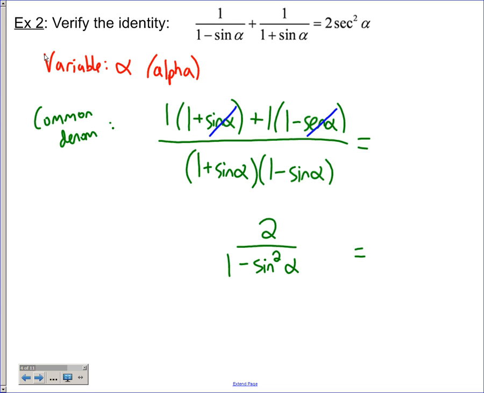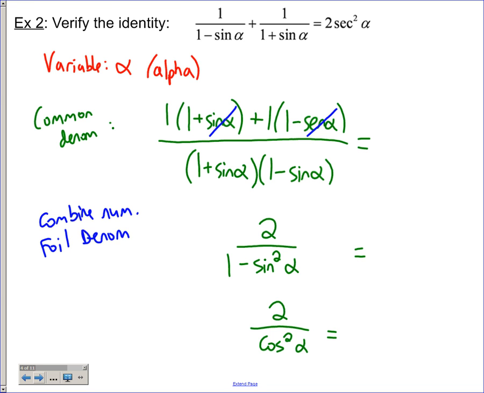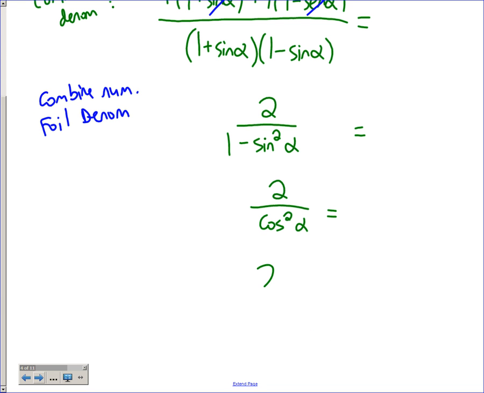Okay, so what we're doing is we're combining our numerator and foiling the denominator. Now we foiled the denominator because once we see that we foiled 1 minus sine alpha and 1 plus sine alpha, we get the Pythagorean identity, which is 1 minus sine squared alpha. So we can write that as cosine squared alpha. And finally, we're left with 2 times secant squared alpha.